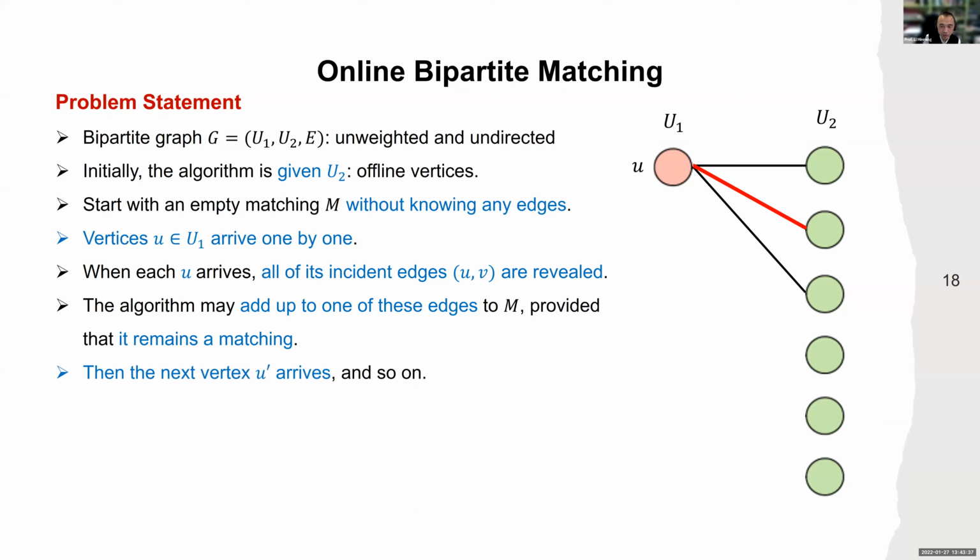And then another one, U prime, arrives. You have one, you also have 3 suitable jobs for him. But unfortunately, the second job is already taken by the first applicant. So you cannot take the second job. You can only take the third one or the fourth one, right?